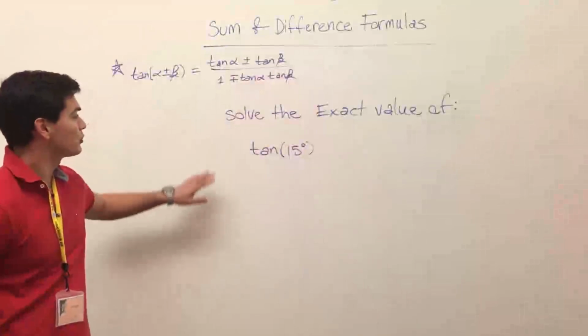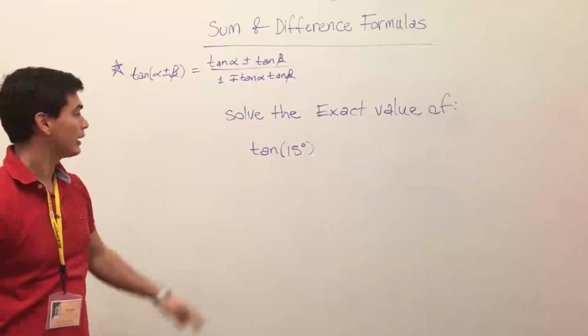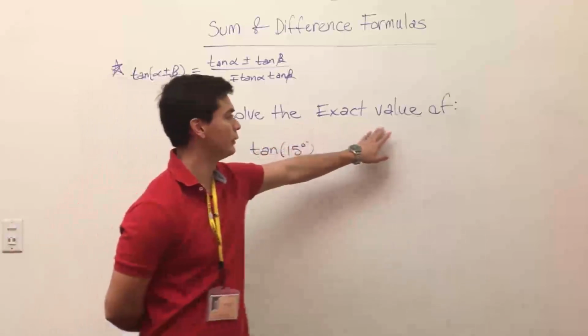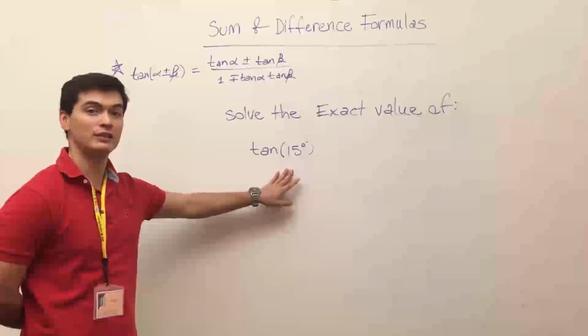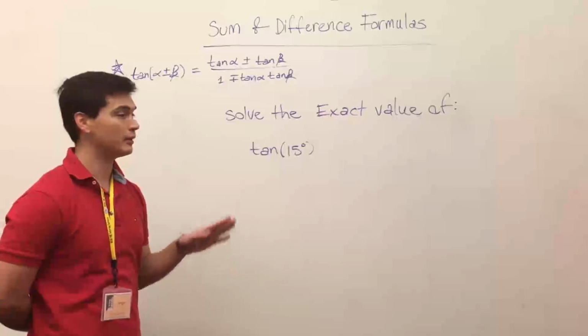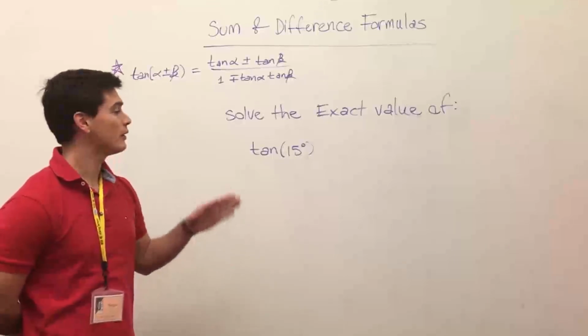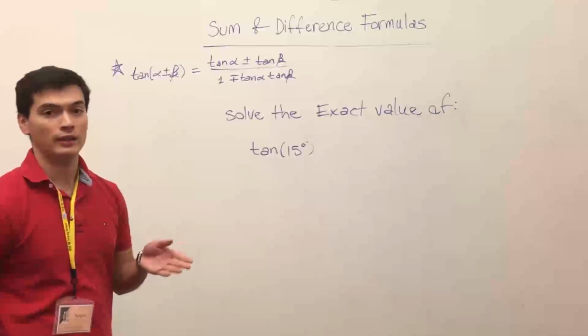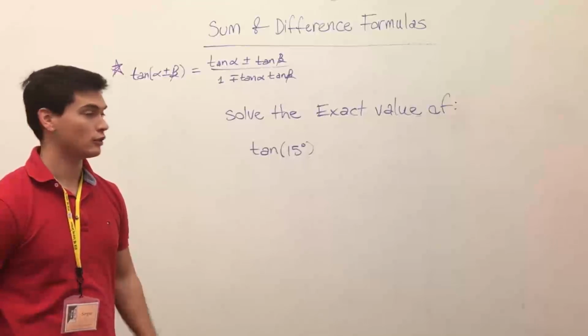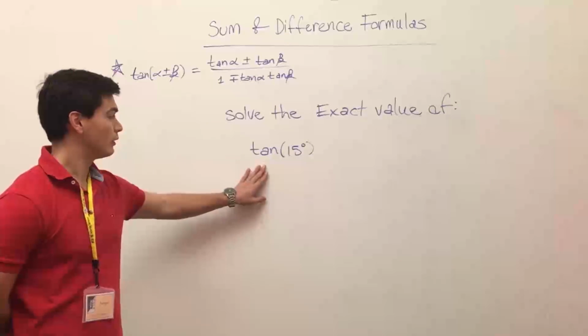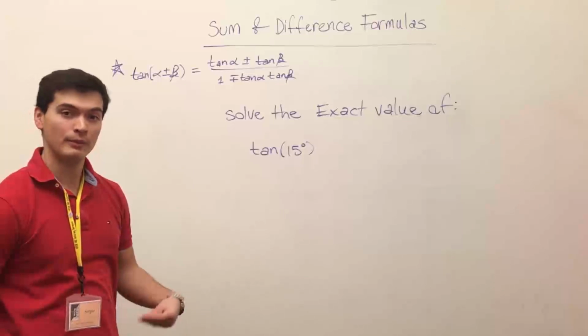Everyone, my name is Sergio, and today we'll be going over trigonometry, specifically pre-calculus, and the application of sum and difference formulas. We will now solve this problem: find the exact value of the tangent of 15 degrees. Do not express your answer as a decimal. Make sure that it's in fractional and radical form if you have to.